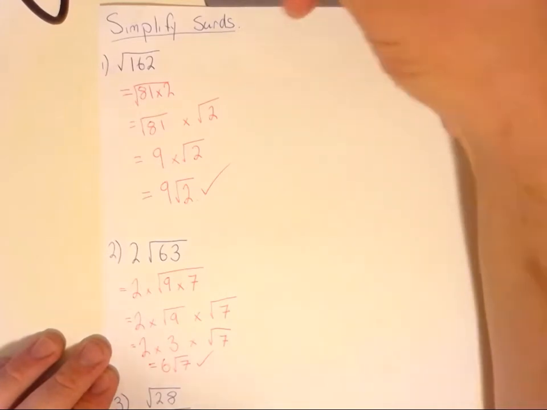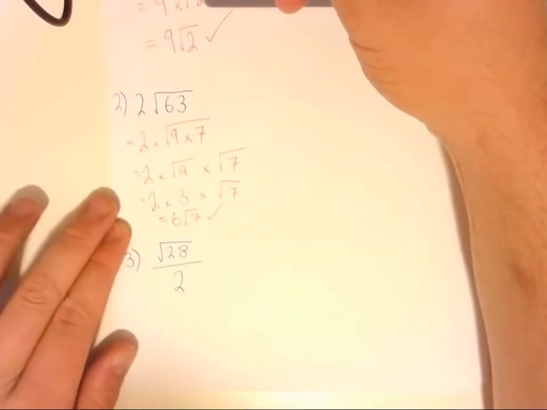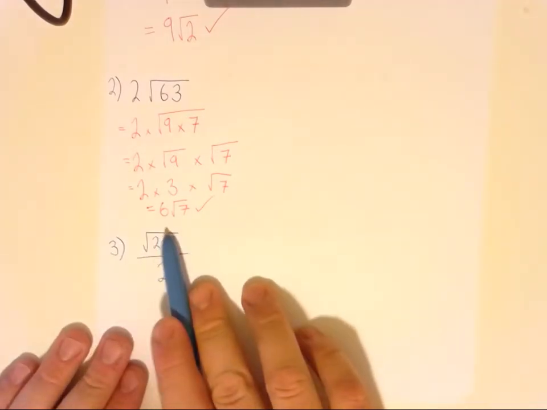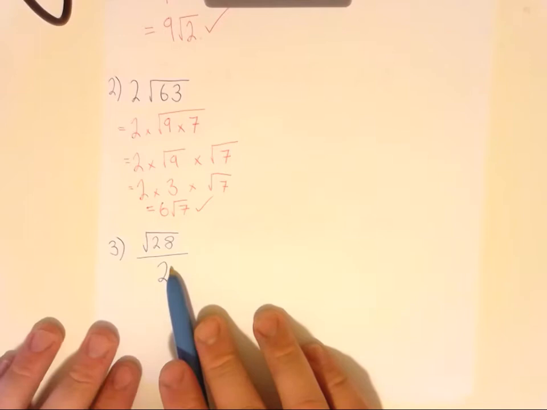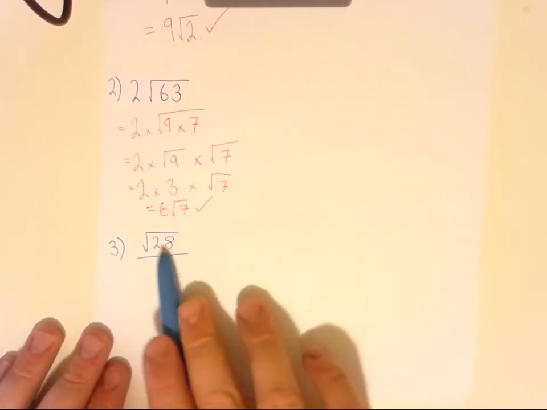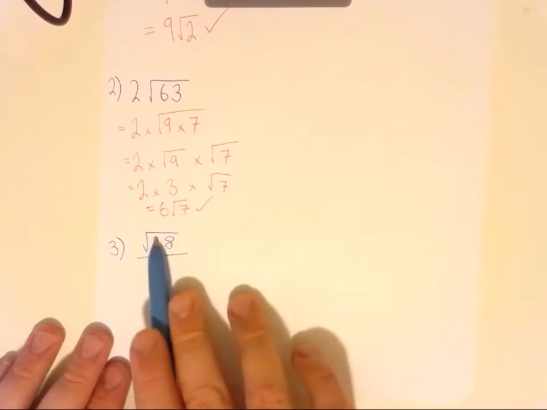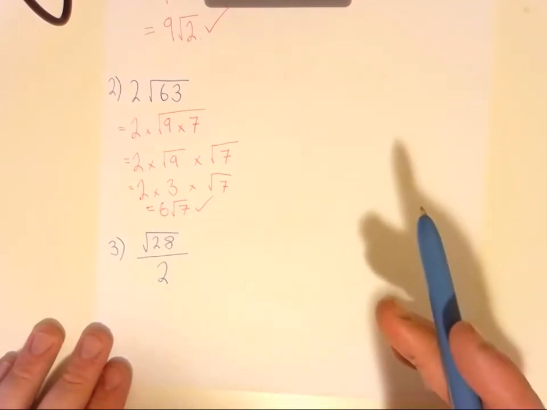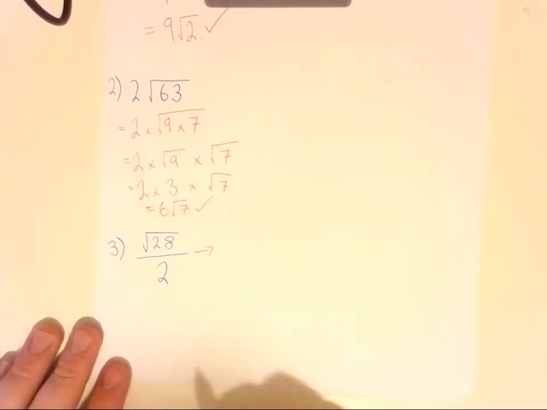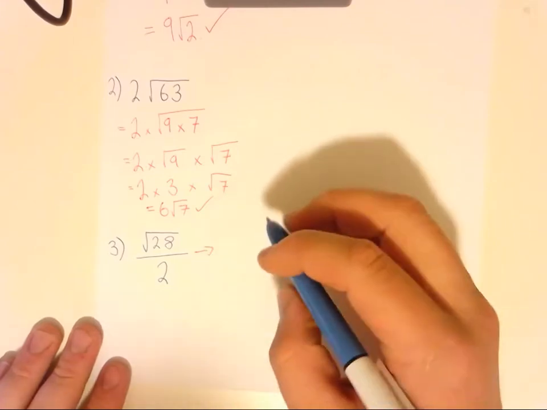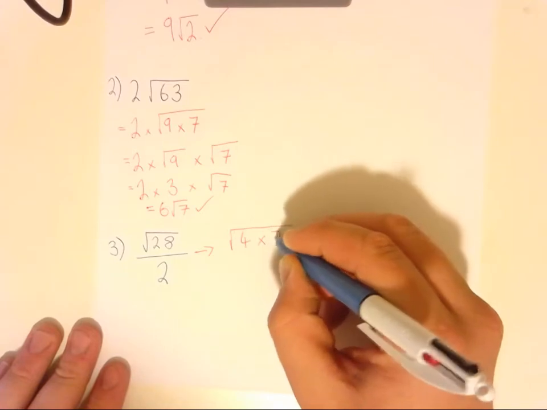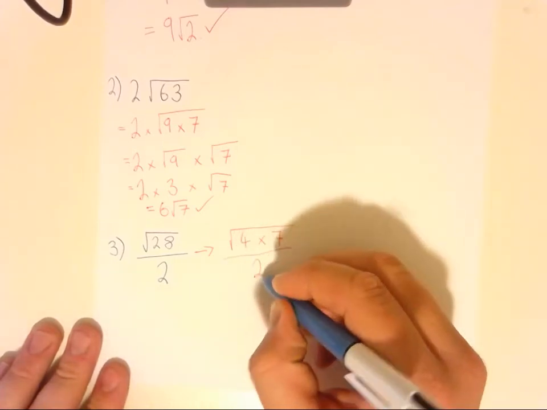The next question that we're going to have a look at is one that involves a fraction, a surd divided by 2. Now, with this sort of one, we want to look at just this top bit first, just the square root of 28. Now, again, if you have a look at your square numbers, hopefully you'll be able to identify that the number 28 can be made up by multiplying 4 and 7, and then we're dividing all that by 2.